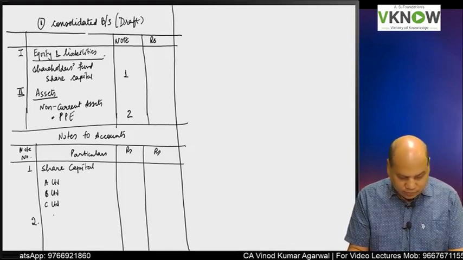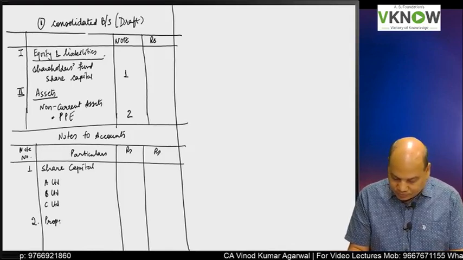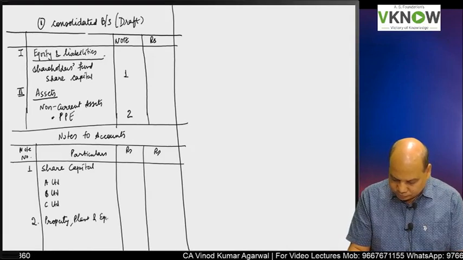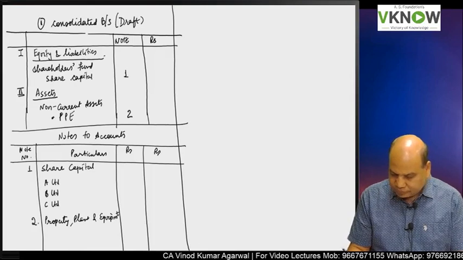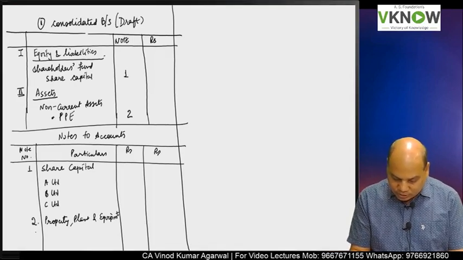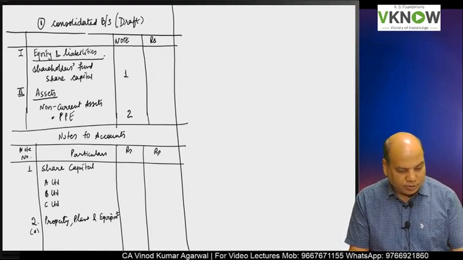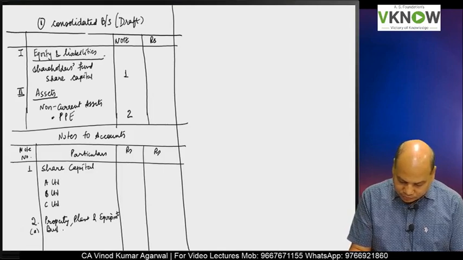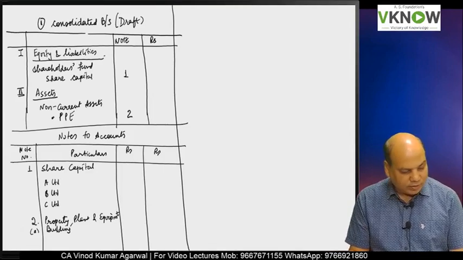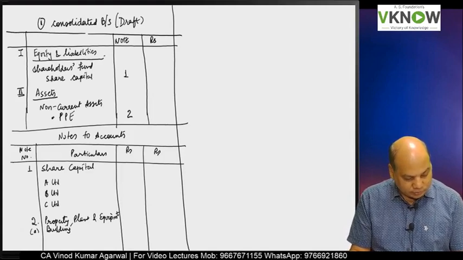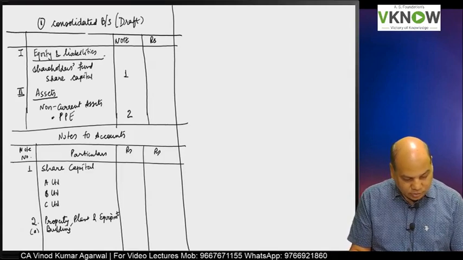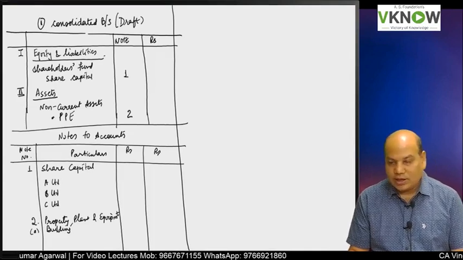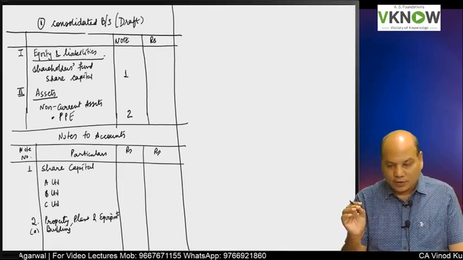Point number 2, write down property, plant and equipment. Under that we have 4 property, plant and equipment items. First one is building. Now how much is the building? Total of the building is 12 lakh and depreciation is 5%.